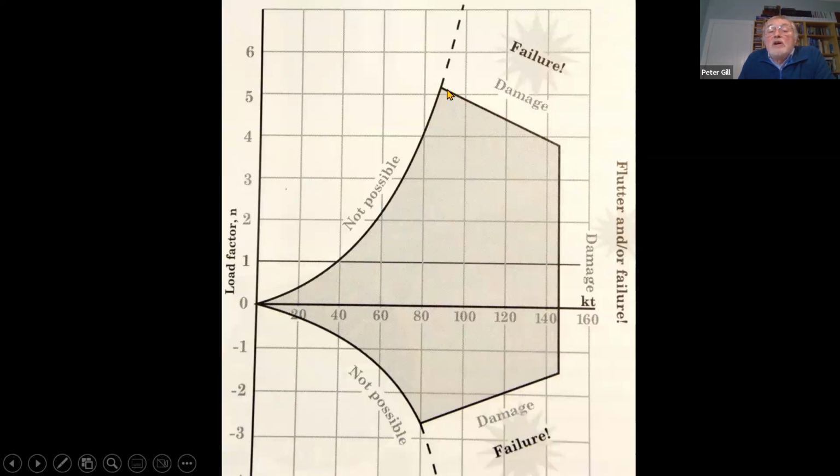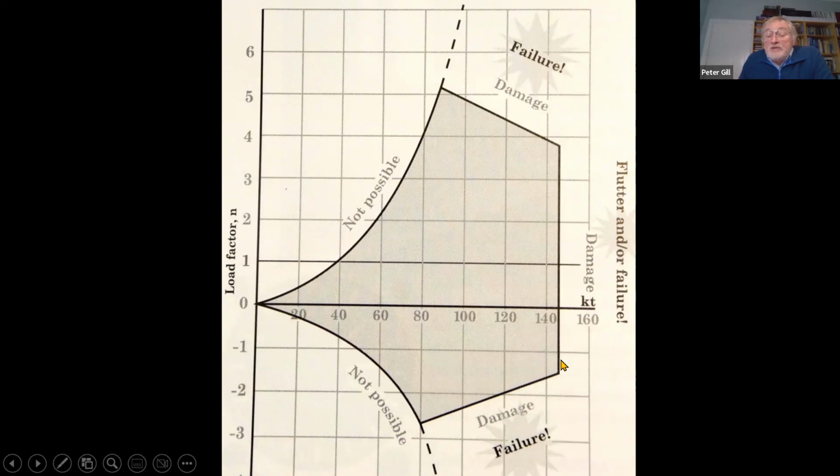The reason it drops off is you can pull 5G at 90 knots or thereabouts. If you try pulling 5G at 140 knots, you've got the double load on the airframe. You've got a higher airspeed and you're pulling excess G. So that area is a definite no-go area. You have to stop yourself entering this. You could go past these lines, but this part you can't go past. The glider won't accept it.